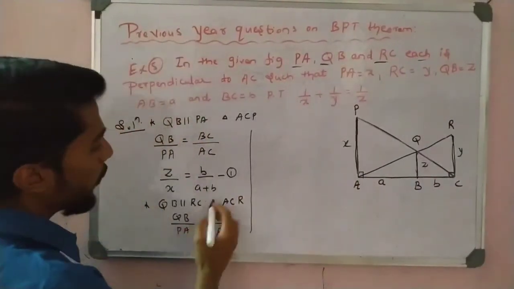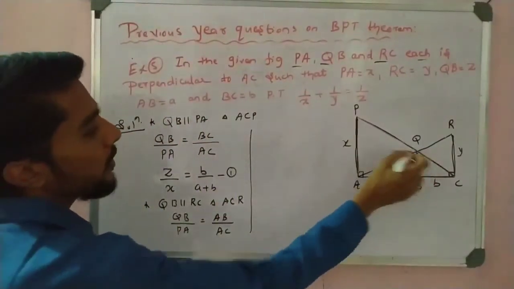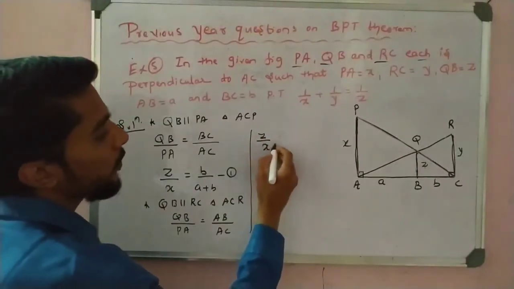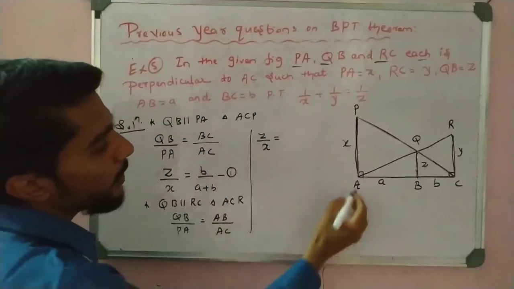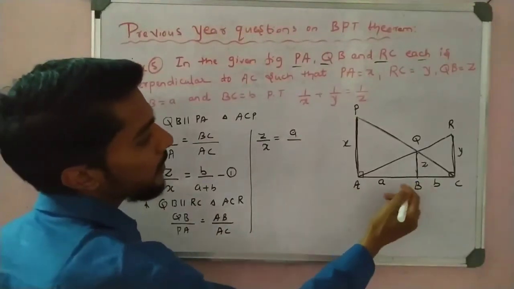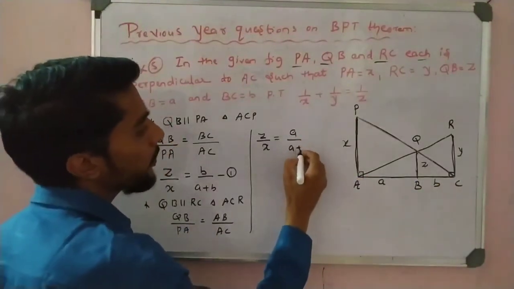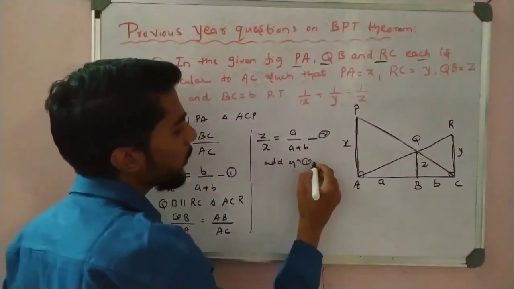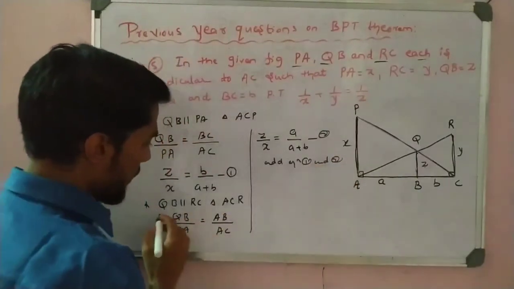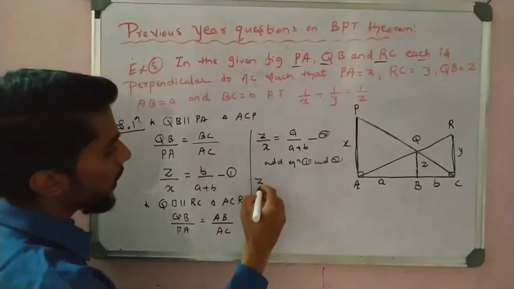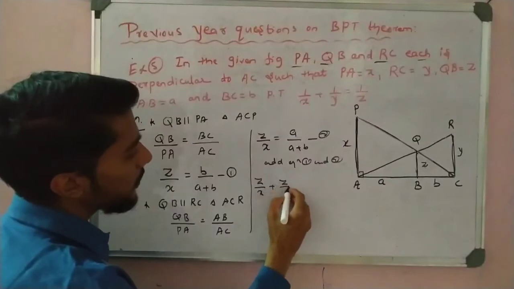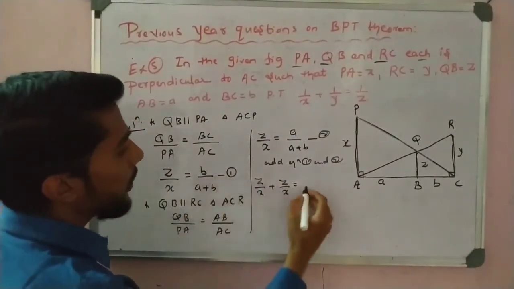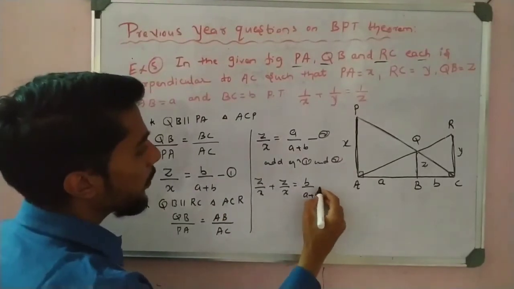Let us see QB how much? QB is Z, and then what is PA? PA is equal to X, and AB is equal to A, and AC is equal to A plus B. Okay, add equation 1 and 2. So what happens here? This side added. So z by x plus z by x is equal to this side b by a plus b plus a by a plus b.